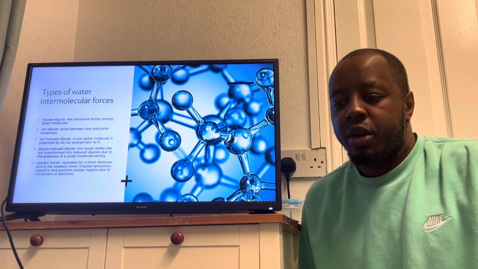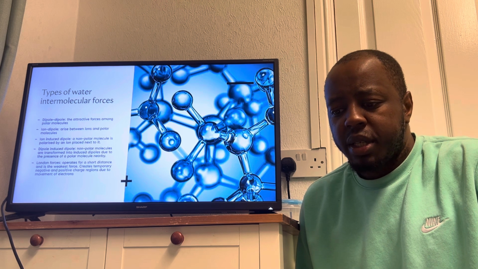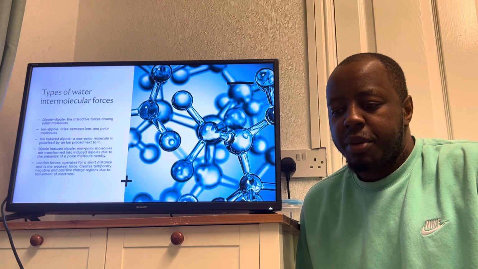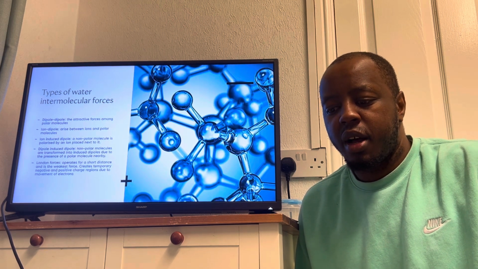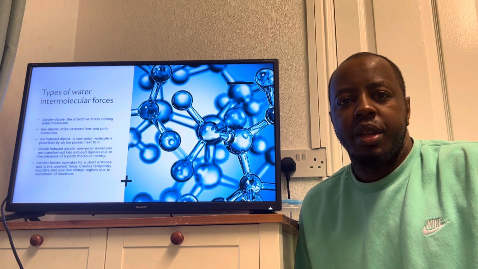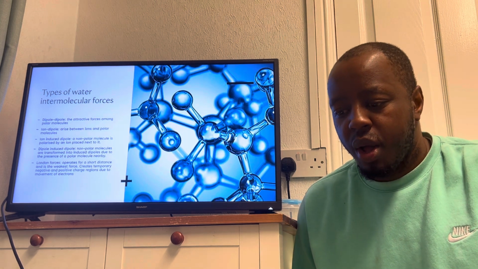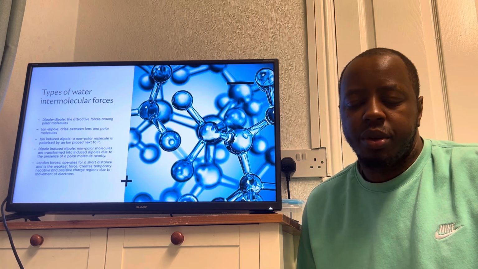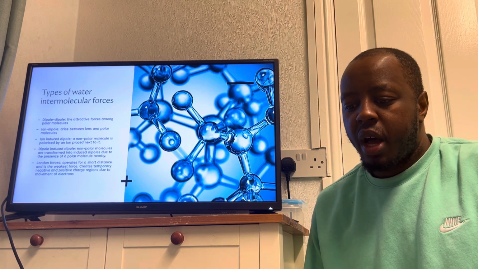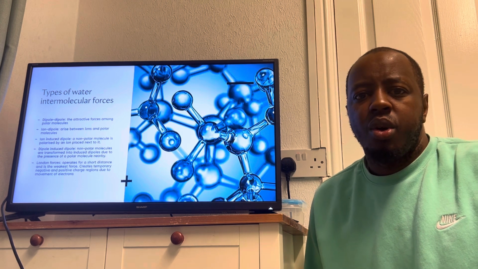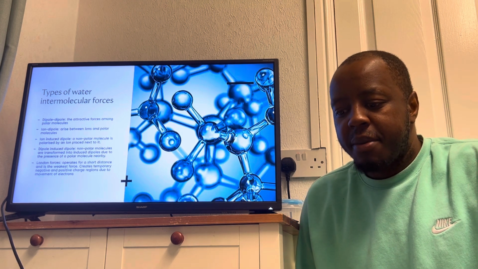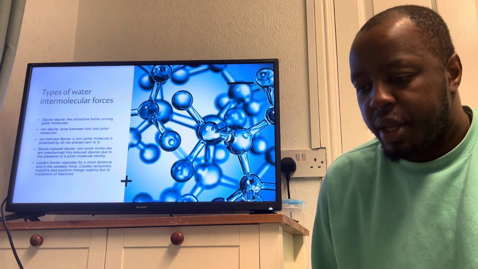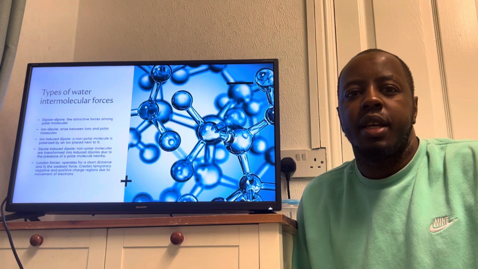Types of water intermolecular forces. So basically, we've got the dipole-dipole, which is basically the attractive forces among polar molecules. Then we've got the ion-dipole, which arises between ions and polar molecules. And then we've got the ion-induced dipole, which is when a non-polar molecule is polarized by an ion placed next to it.